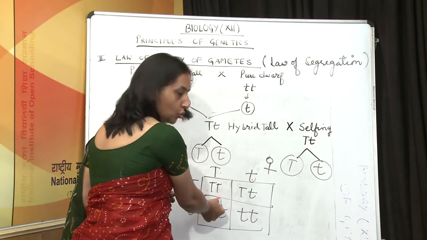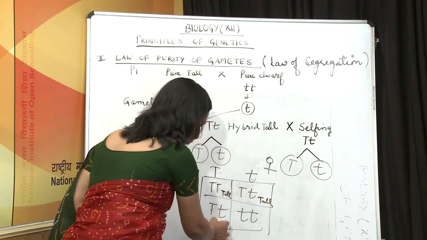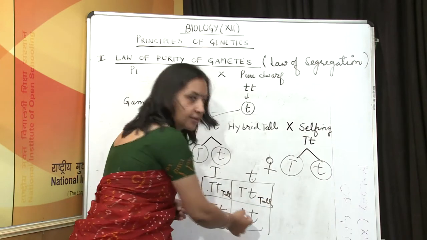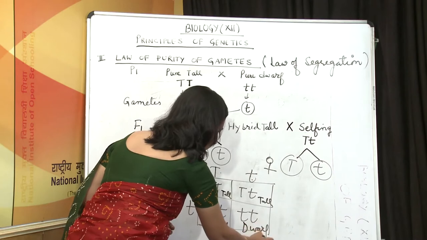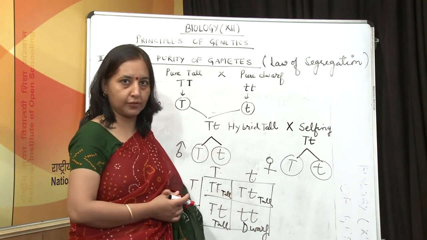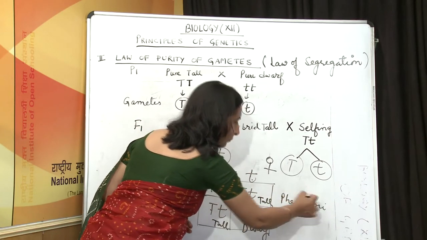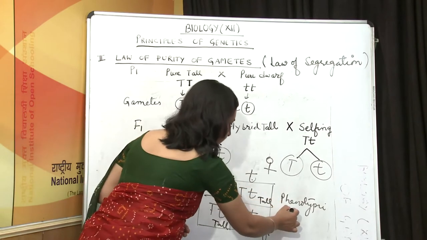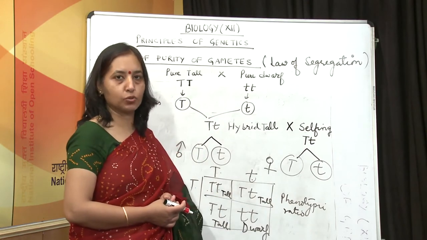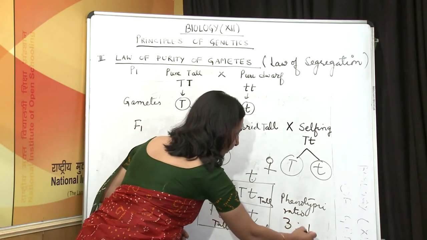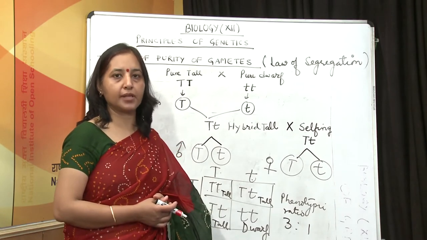This plant would be tall. This plant also would be tall. This plant would also be tall. And this plant, since there is a recessive allele, that is small t, is going to be dwarf. If we find the phenotypic ratio of this, phenotypic ratio means ratio on the basis of external appearance, we see three plants that are tall and one is dwarf. So the ratio would be 3:1. That means 75% of the plants would be tall if we see them externally and 25% would be dwarf.